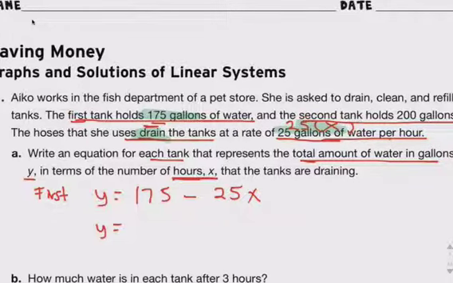Your second one holds this much, so it starts out with 200 gallons of water. Okay, this is your second one. And it drains the same amount. She's using the same hose to drain it, so it's draining 25 gallons per hour. That's it.